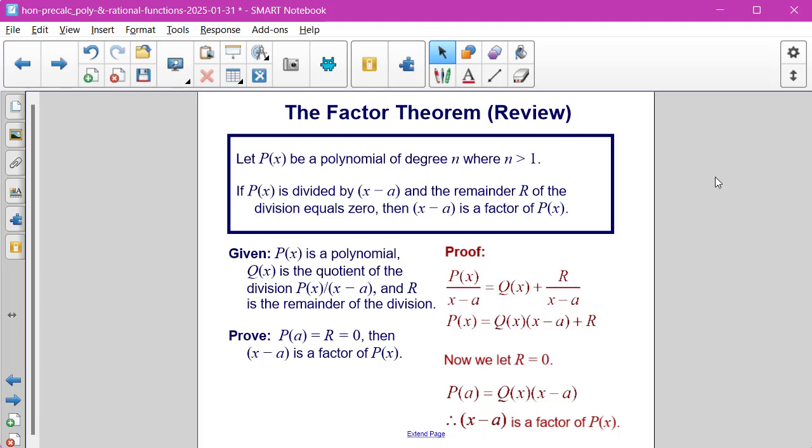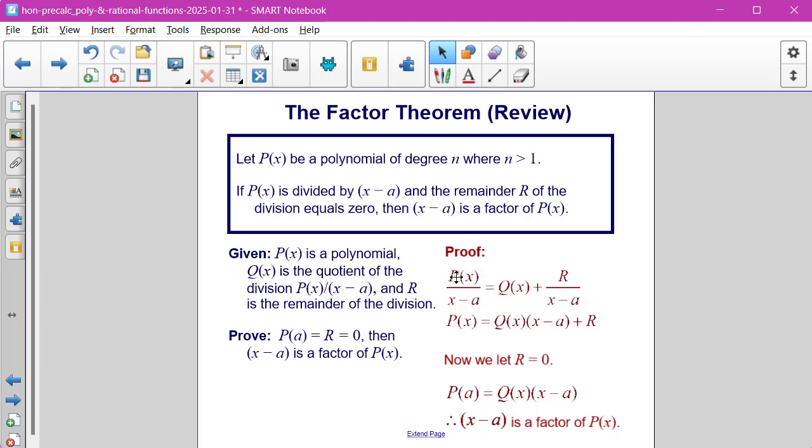Let's also review the factor theorem. Let p of x be a polynomial of degree n where n is greater than 1. If p of x is divided by x minus a, this factor, and the remainder r of the division is equal to 0, then the factor x minus a is a factor of the polynomial p of x. So if we're given that p of x is a polynomial and q of x is the quotient of the division of p of x by x minus a, and r is the remainder of division, and we prove that p of a is equal to r, which is equal to 0, then x minus a is a factor.